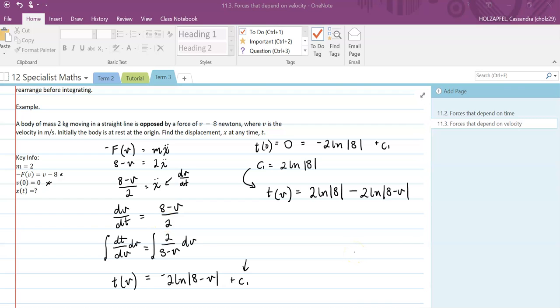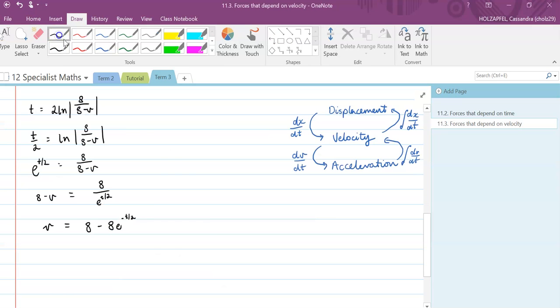Lastly, what we can do is factorize out the 2, and then we can use our log laws to rearrange this expression. So we're part of the way there now, but what we need to do is find the displacement. So to find displacement, we're going to have to integrate velocity with respect to time, which means we're going to have to rearrange our function so that v is the subject.